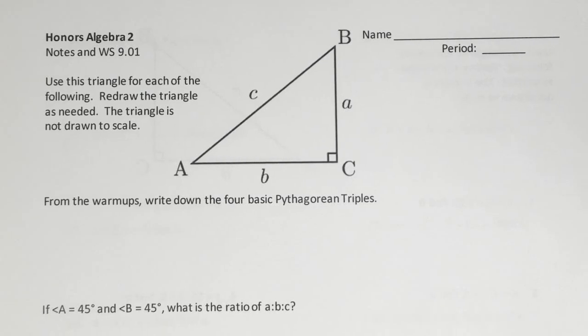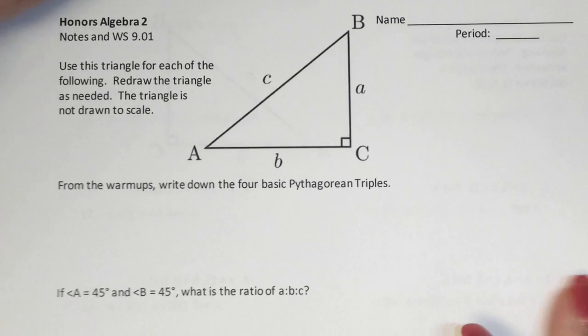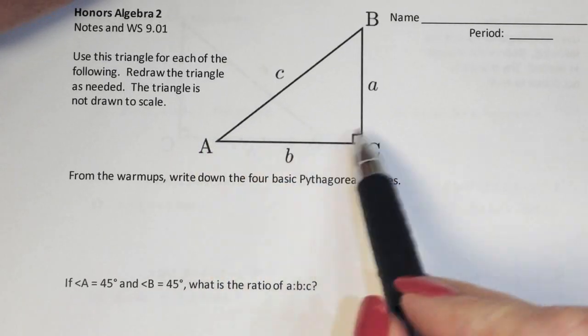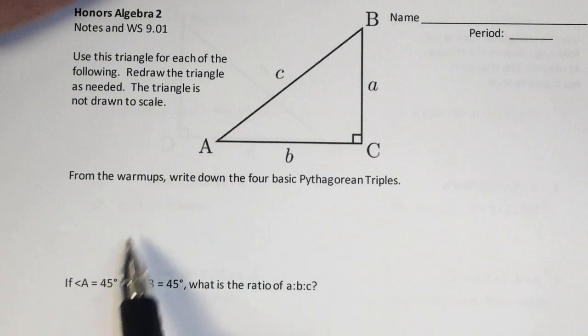This lesson is section 9.01. It's kind of a preliminary lesson as we start working on trigonometry. So we're going to start off with just some rules from right triangles.